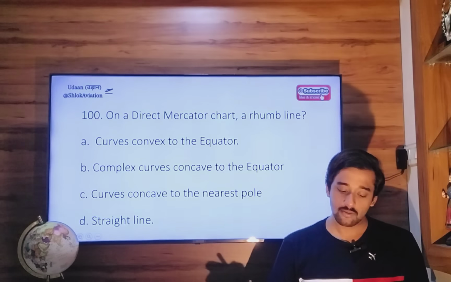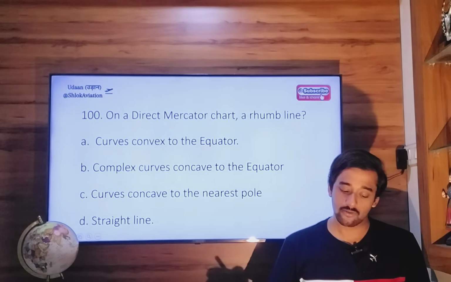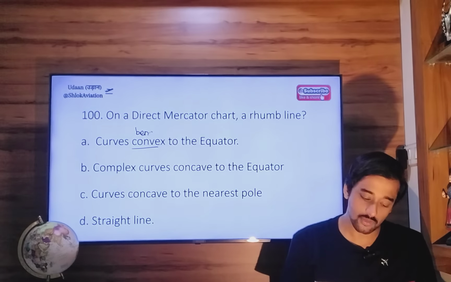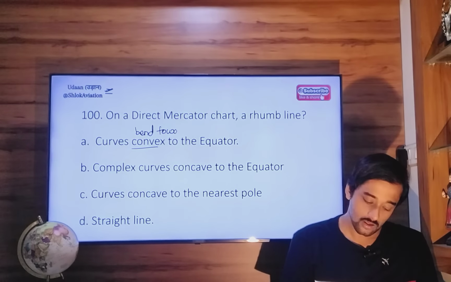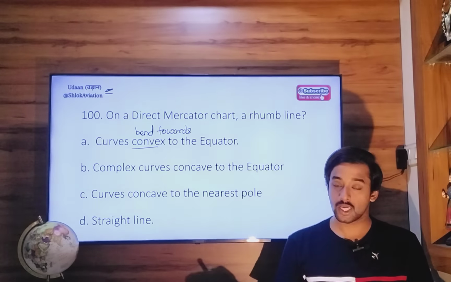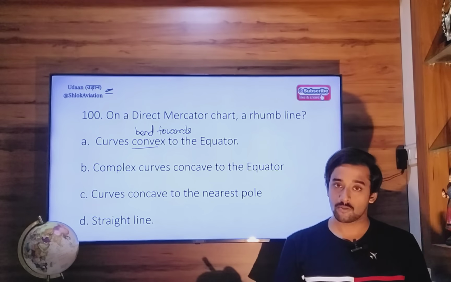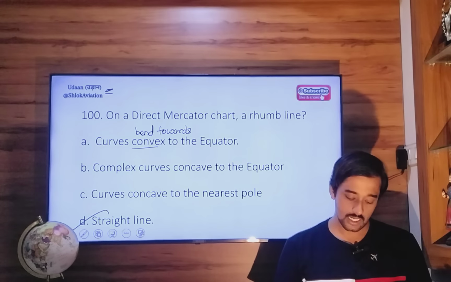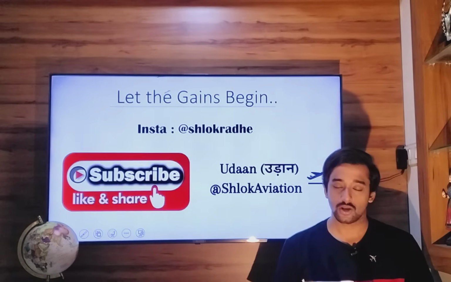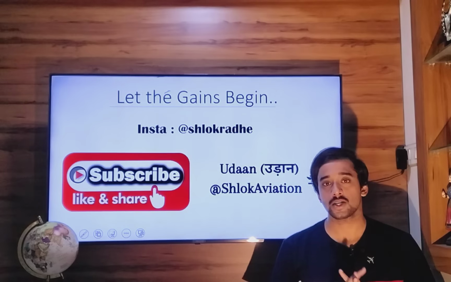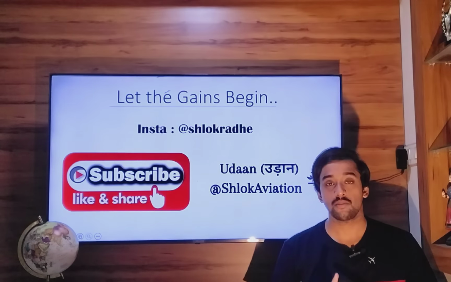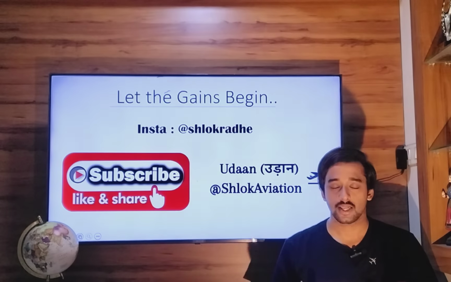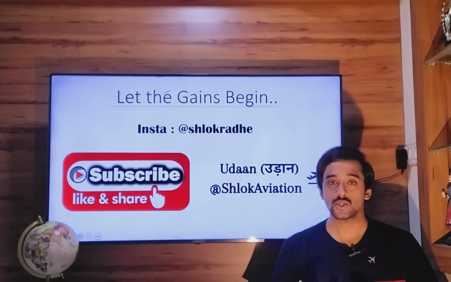Next, for a direct Mercator chart, a rhumb line is a curve convex to the equator. Convex means to bend towards something. Complex curves concave to the equator, curves concave to the pole, straight line. So on a Mercator chart, a rhumb line is always a straight line. Okay, so remember this. Remember all the properties of all the charts. Very easy. Remember the great circle properties, rhumb line properties, scale, convergency. That's it. With this, we'll stop here.